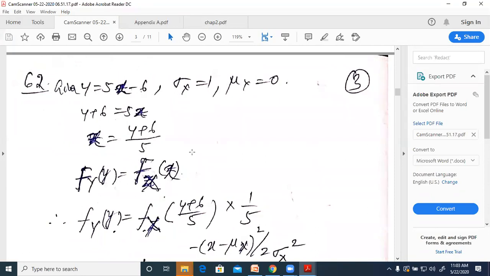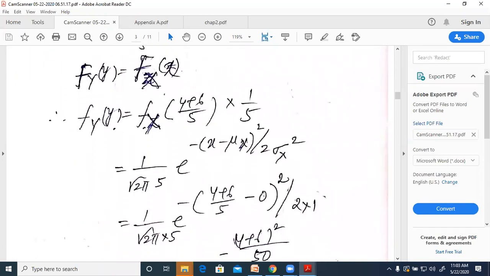f_Y(y) is equal to f_X(x). So the PDF f_Y(y) is equal to f_X of the small x, which is nothing but (y plus 6) by 5, and therefore we have written that, and then the internal derivative of this will give us 1 by 5, in case a is considered positive. Here we have written a is positive over here.